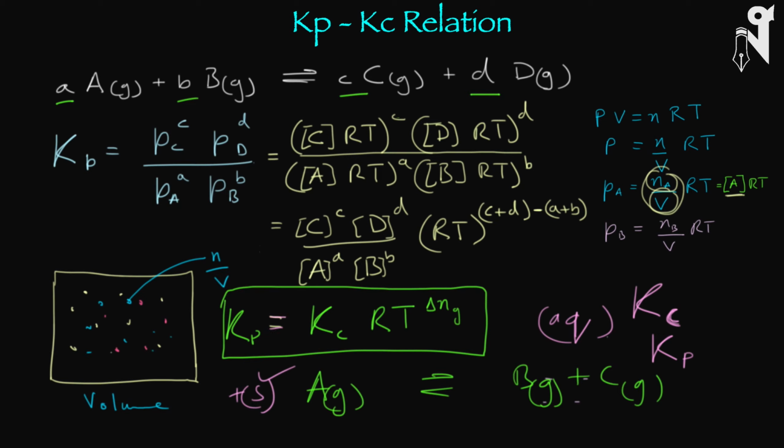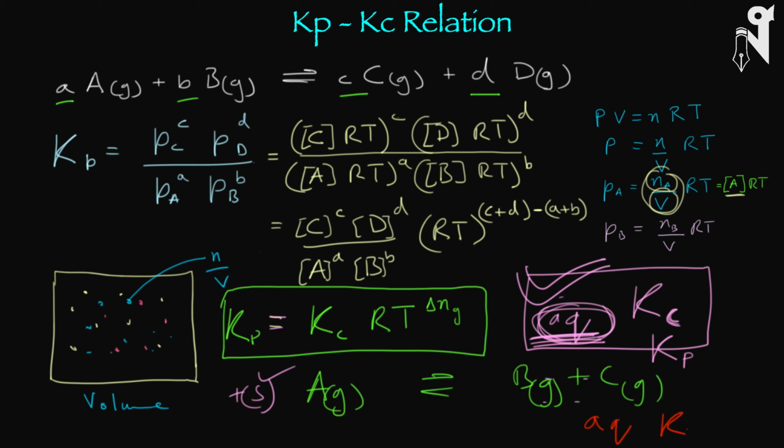stuff. So from Kp you can get Kc all the time, but from Kc you will not get Kp all the time if you have an aqueous reactant or product. If anything is aqueous, you'll have a Kc value. If anything is aqueous, Kc value is okay, but with aqueous, Kp value is not written at all. So I hope you got this relation.